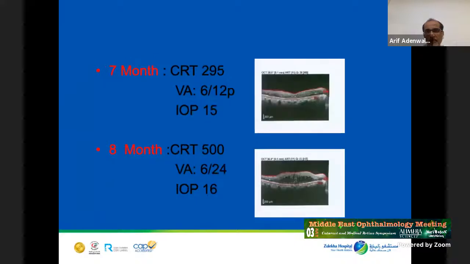And in 7 months, you saw the thickness going down to 295. Vision improved to 6/12 part. The IOP was under control. At the 8th month, I saw that the thickness has increased to around 500. The vision also went down.